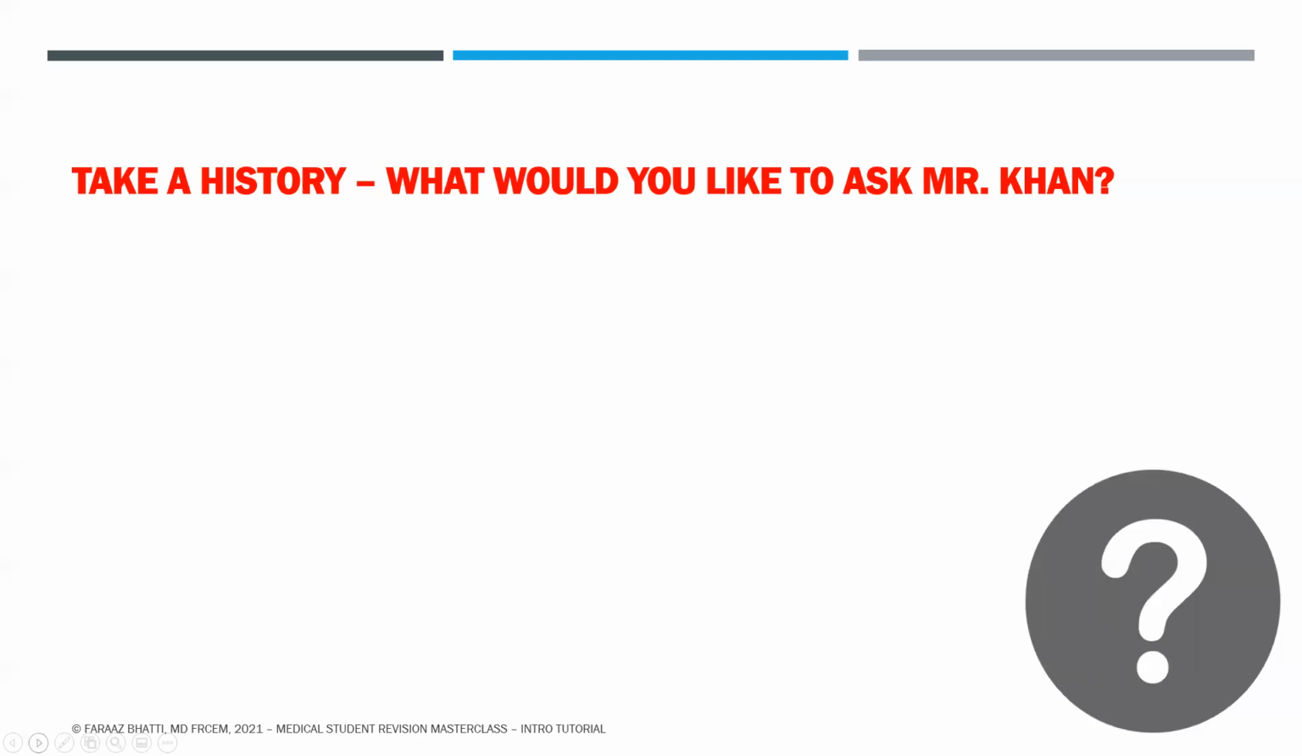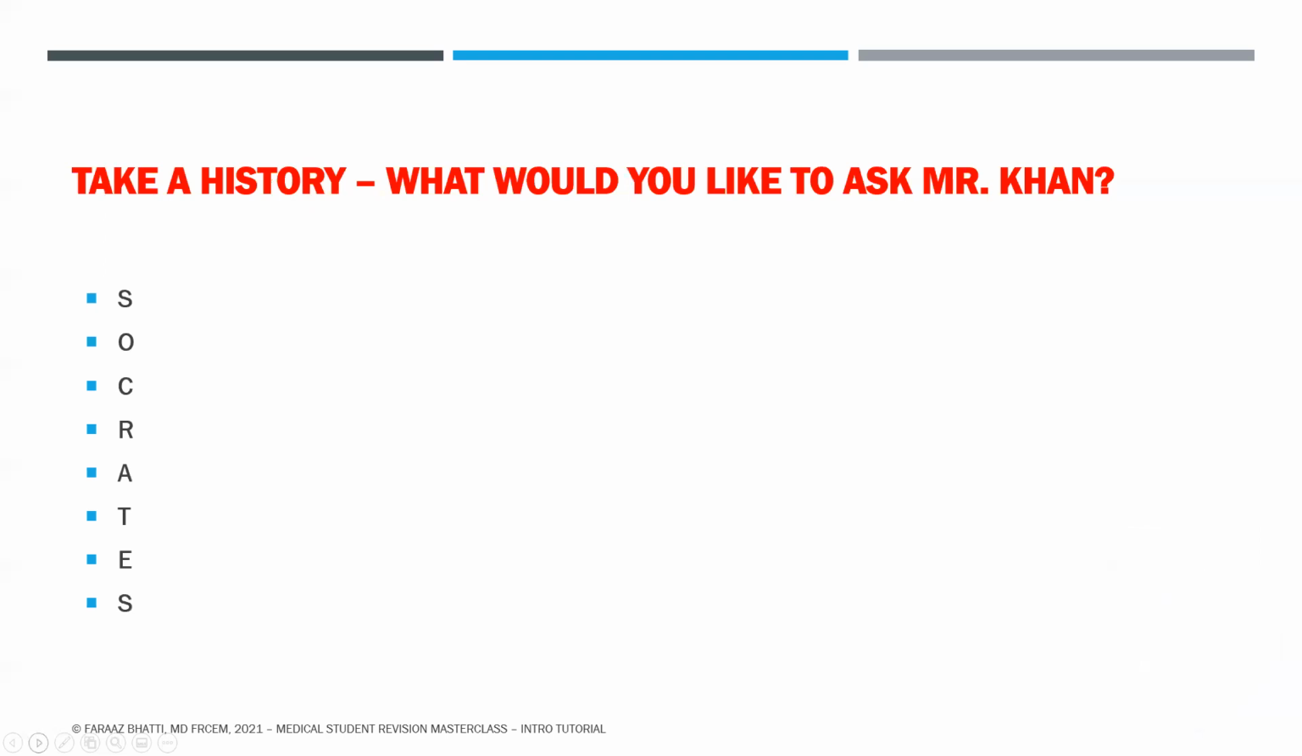So now's a good time to take a history. What would you like to ask Mr. Khan? Well, you need an accurate pain assessment. So you could ask where the pain is, so site of pain, onset, what was the patient doing when the pain started, character, what does the pain feel like? R is for radiation. Does the pain go anywhere? Does it go to his left arm, to his right arm, up to his neck, to his jaw, through to his back? Does he have any associated symptoms such as nausea or vomiting or shortness of breath?